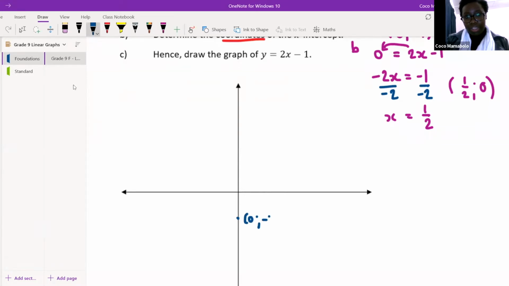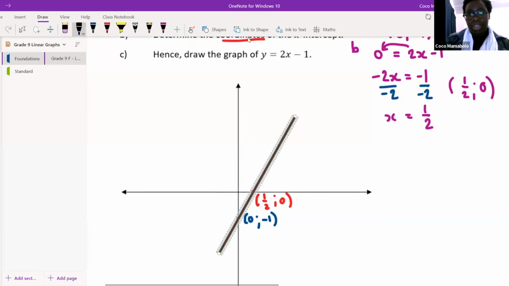0 and -1. And my x-intercept was at 1/2 and 0. And then I'm just going to grab a ruler, a straight line quickly, and I'm going to go through those 2 points, and I'm going to join those 2 points just like that.